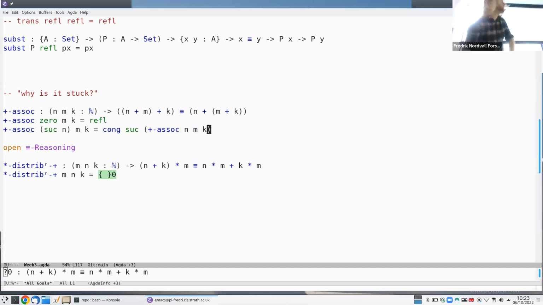Just look at the equation you're trying to prove, ask yourself why it is stuck, and try to pattern match on the thing that makes it stuck. Does that make sense? Yeah, you could also do that one with rewrite. Right, so rather than cong, I could have rewritten by this recursive call here.